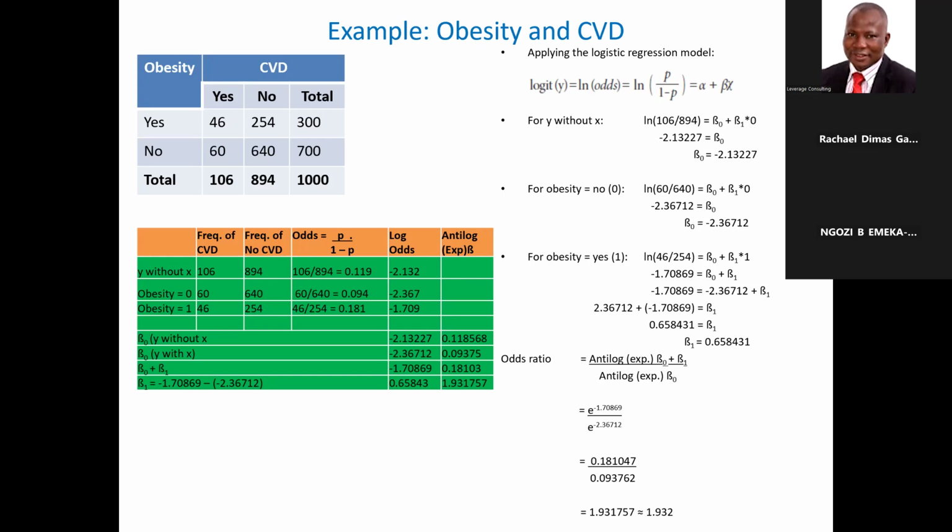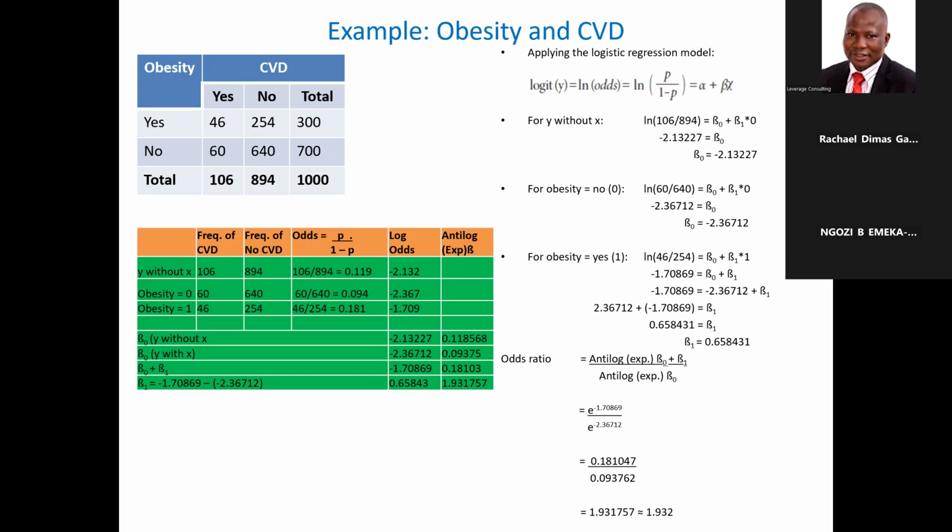But the third scenario, for when obesity is yes, the odds of cardiovascular disease is 46 over 254. So when you now calculate the logarithm, it gives you, and mind you, the value of obesity is 1, that is yes. In logistic regression, you coded yes as 1, no as 0. So that shows that if you bring the equation out, it's going to be minus 1.70869 is equal to B0 plus B1.